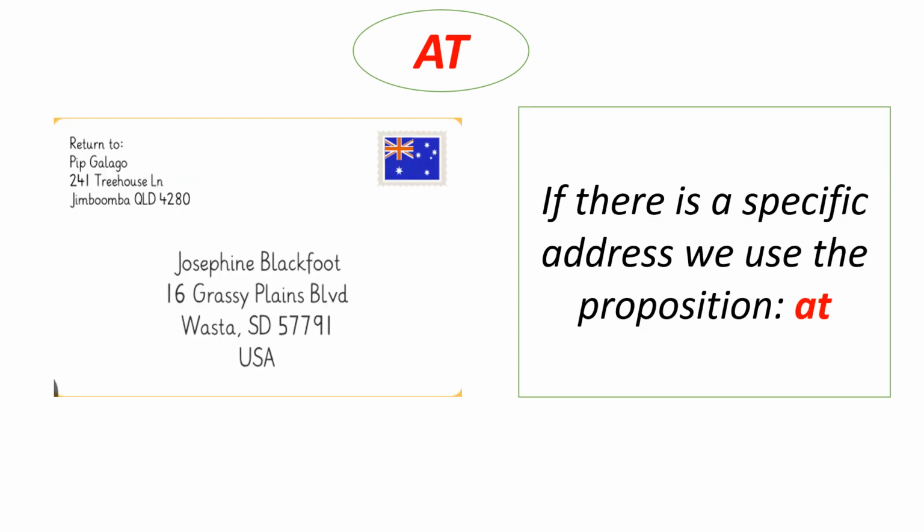We use at if there is a specific address. So we use the preposition at to talk about it. For example, I give you an example with a card that is real. Here the address is Josephine Blackfoot, 16 Grassy Plains Blvd, Westa, SD 57791, USA. This is the address. So we use the preposition at.